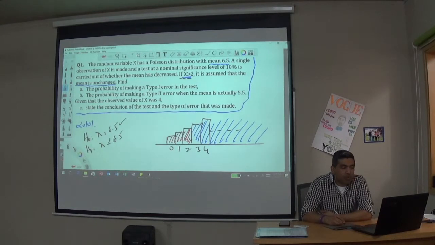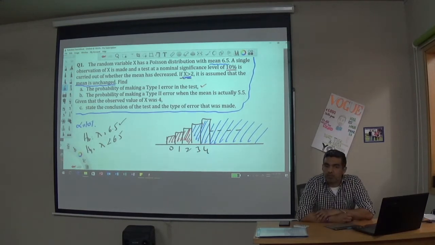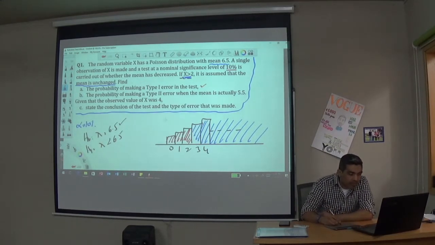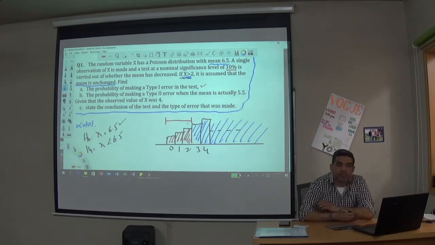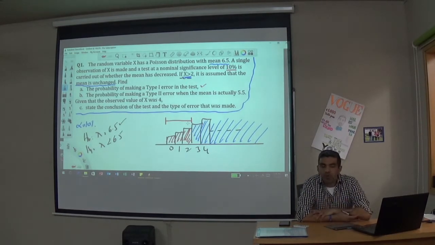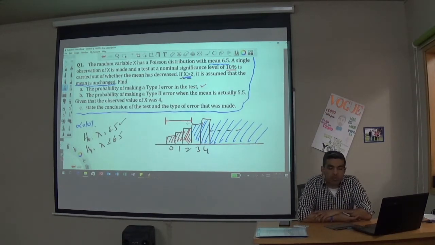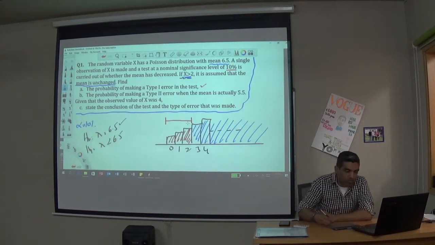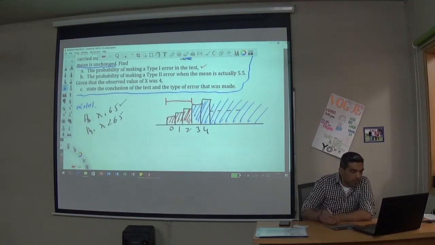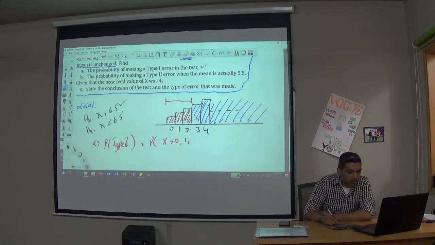They are asking to find the probability of making a type 1 error. So I can't say the probability of type 1 error is 0.1. The probability of type 1 error is the probability of the rejection region. And when you find the probability from 0 to 2, you realize that it's going to be a bit less than 10%. So, part A, probability of type 1 error would be probability of x equal to 0, 1 and 2.